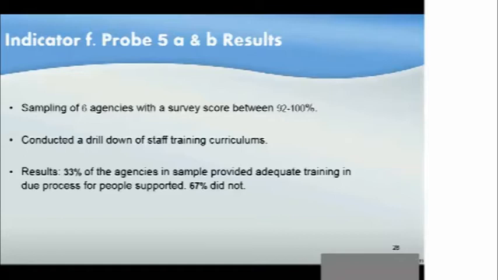The results, once again, the sampling of 6 agencies included in this with a survey score between 92 and 100%. I conducted a drill down of this training curriculum in Indicator F, Probe 5, A and B. And this is the results. 33% of the agencies in the sample provided adequate training in due process for people supported. 67% did not.